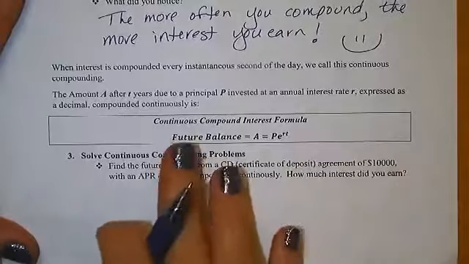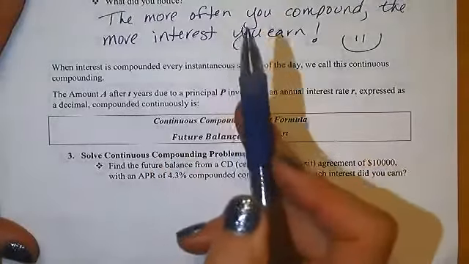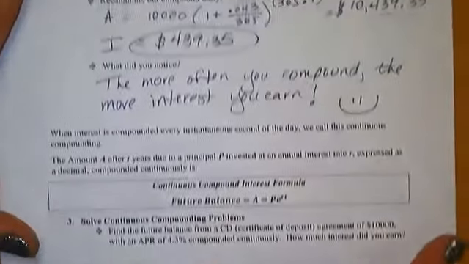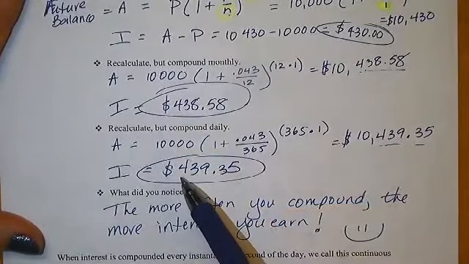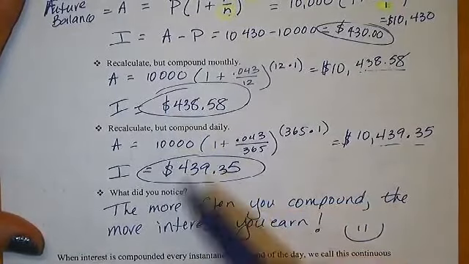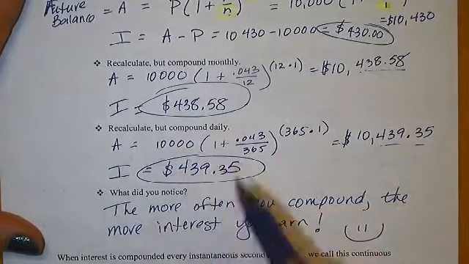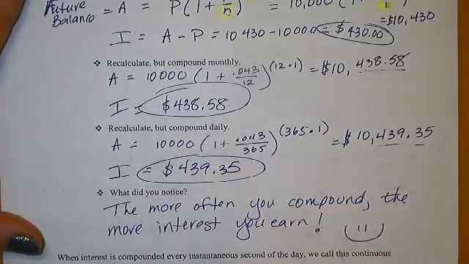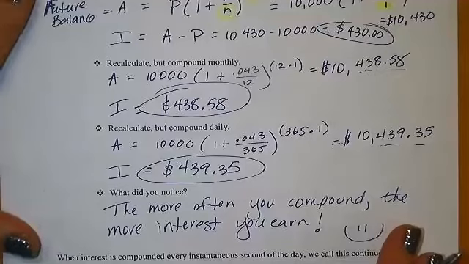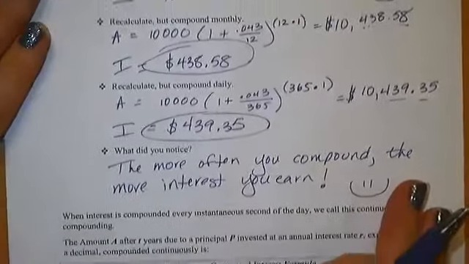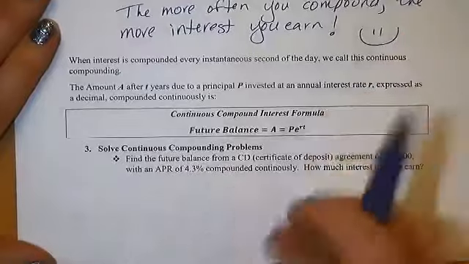So let's do the exact same example that we did up above, but let's do it instantaneously. I'm going to expect that instead of compounding it once a year, 12 times a year, 365 times a year, doing it every single second of the day is going to give me even higher than $439 worth of interest, because we're compounding it instantaneously all day long. So let's see what happens.